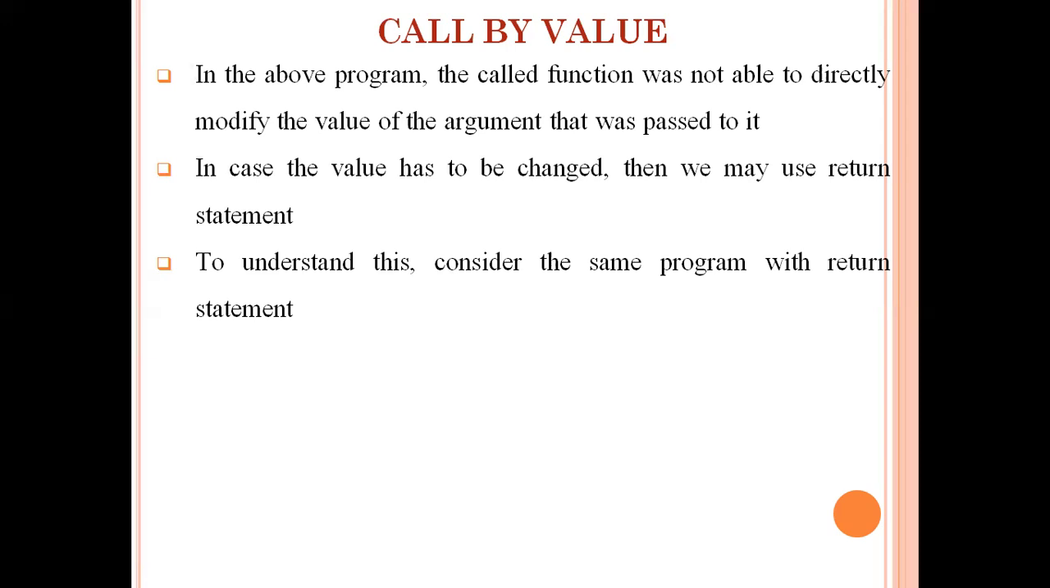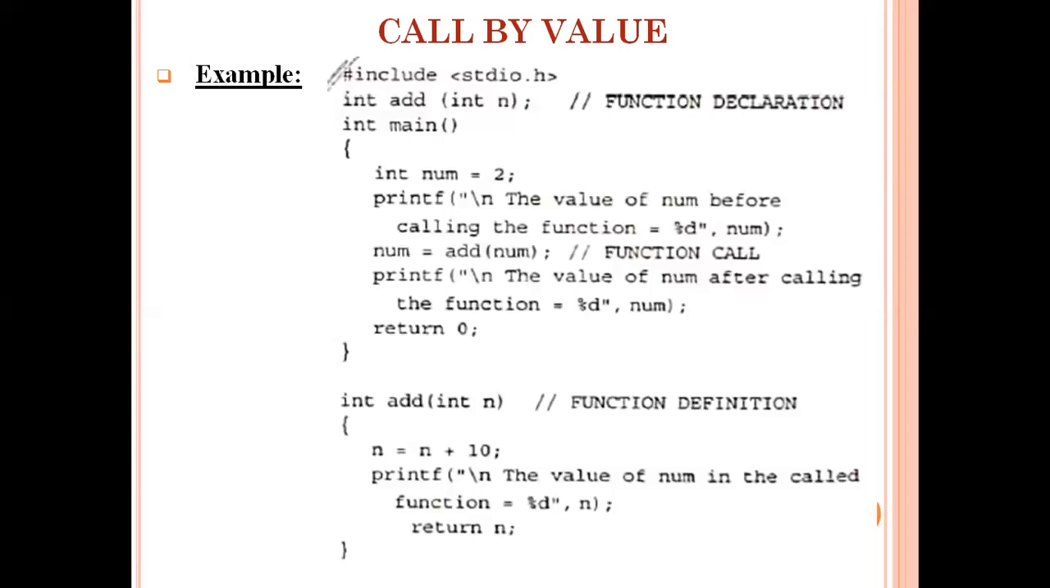To understand this concept, again consider the same program, now with the return statement. Here also, the difference between the function declaration in the last program and this program is the return data type. In the previous case, we declared the same function as void type, and in this case, we declare this function as integer type. Therefore, this particular function will surely return a value. Next, the main function, that is the calling function definition.